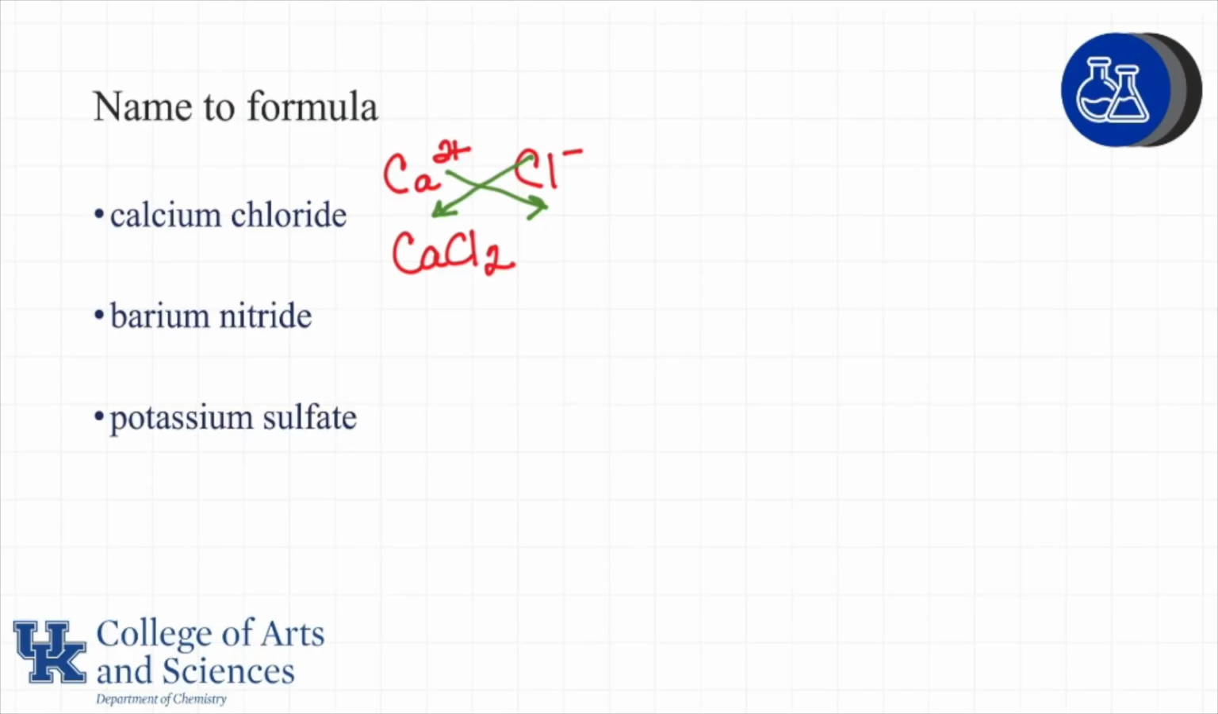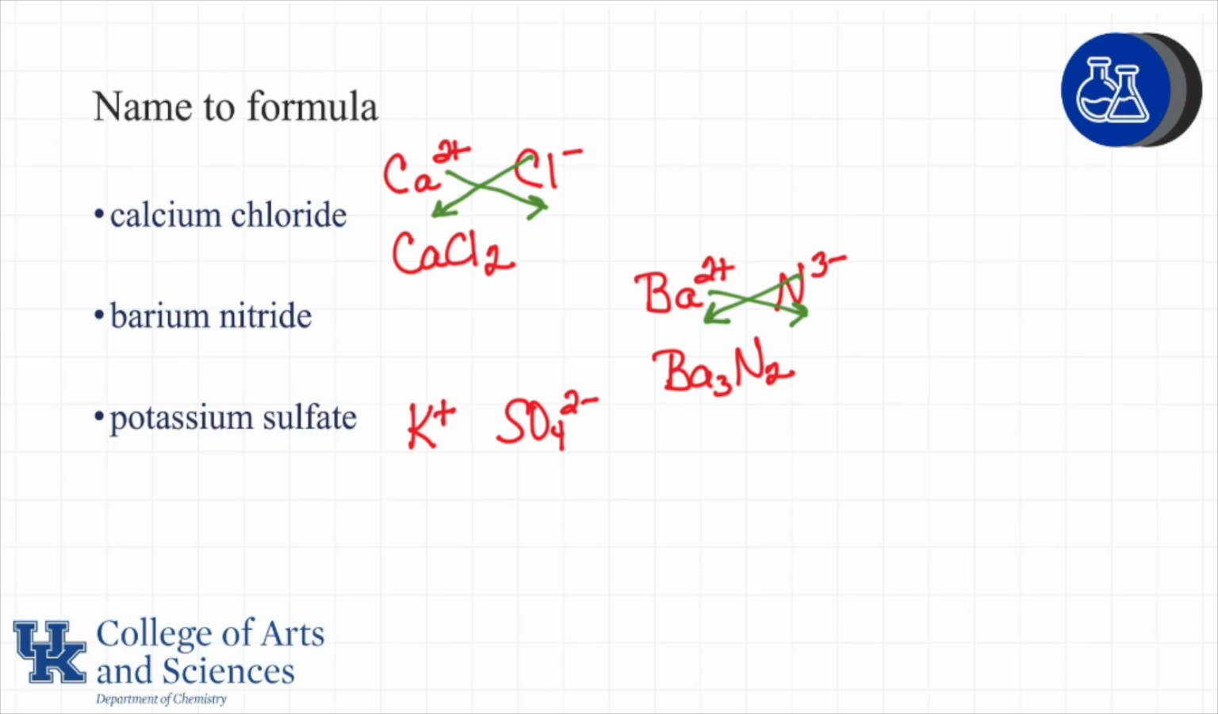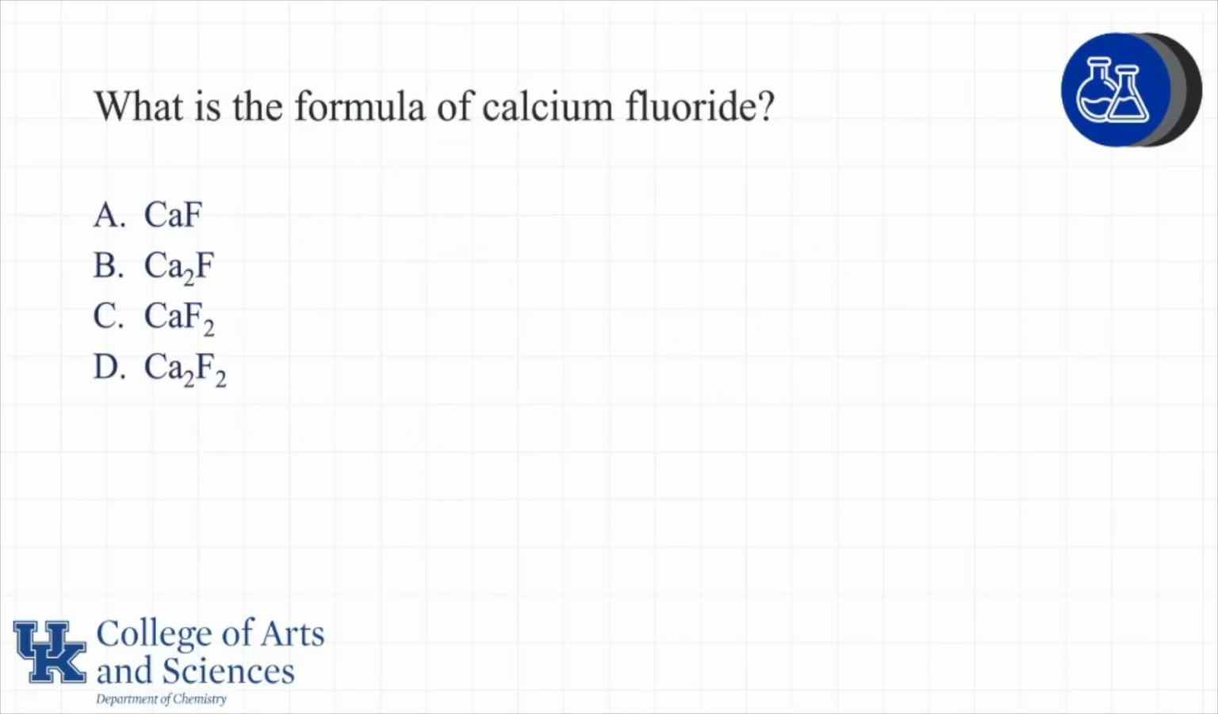Next, we have barium nitride. This is nitride, not nitrite. This has an IDE ending, so we're just looking at the monatomic ion. Barium has a 2+ charge. Nitrogen as an anion has a 3- charge, again, based on their locations on the periodic table. Crisscross down and get Ba3N2. In the last one, we actually have a polyatomic ion, sulfate. So we have K+ for our metal, SO4 2- for our anion, and we crisscross down to get K2SO4.